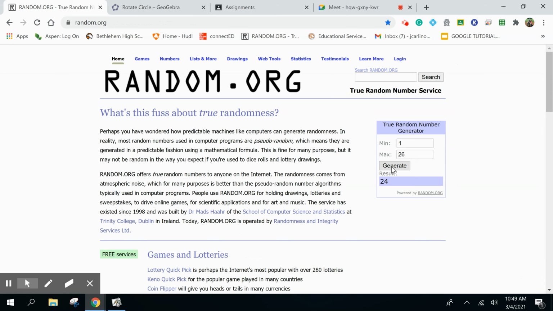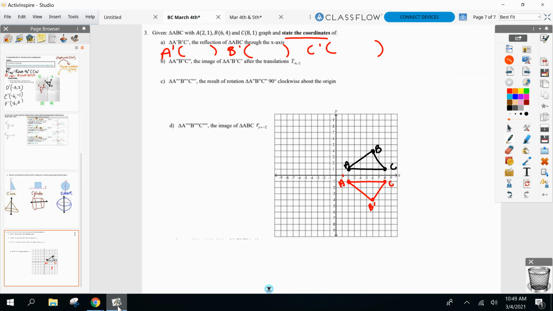Emily, when you're ready, let me know A prime, B prime, C prime. A prime is 1, -1. Hold on. 1, -1? Oh no, 2, -1. 2, -1. There you go. How about B prime? 6, -4. C prime, finish it. 8, -1. Got it. All right, perfect. There's a good reflection through the x-axis.